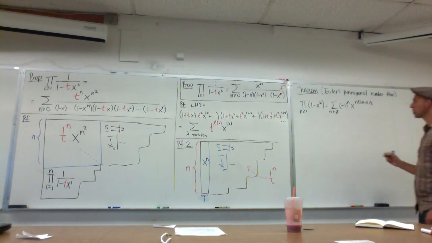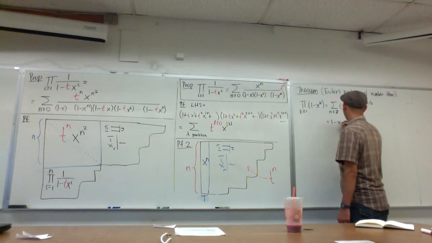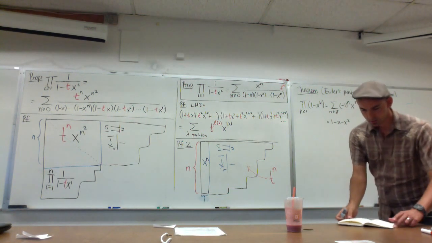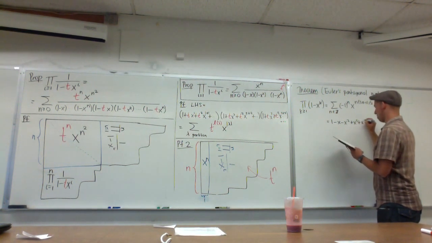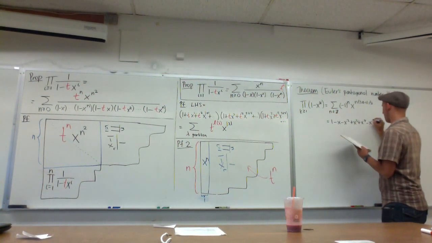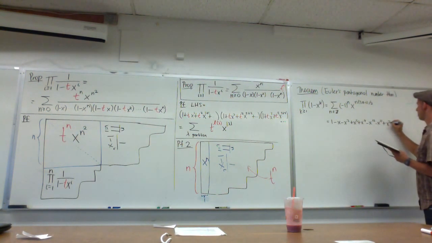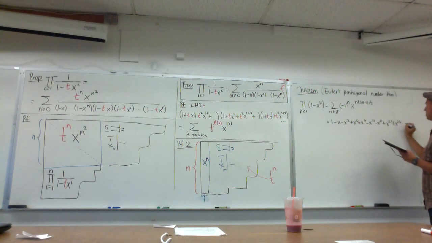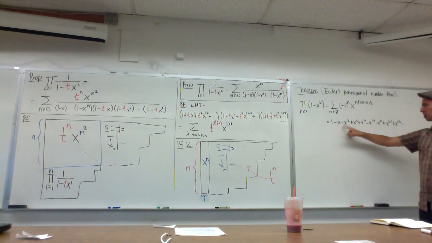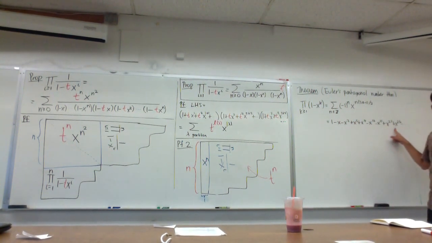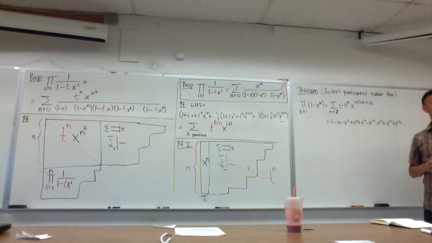And I'll write the first few terms so that you see what this looks like. This is equal to 1 minus x squared plus x to the 5 plus x to the 7 minus x to the 12 minus x to the 15 plus x to the 22 plus x to the 26 minus etc. So it kind of goes plus, minus, minus, plus, plus, minus, minus, plus, plus at these special numbers of this form.